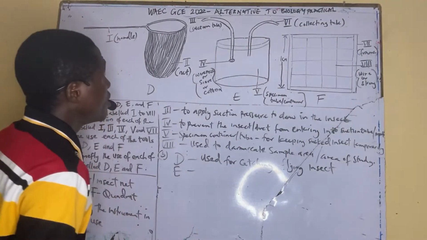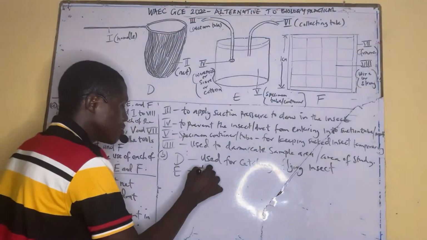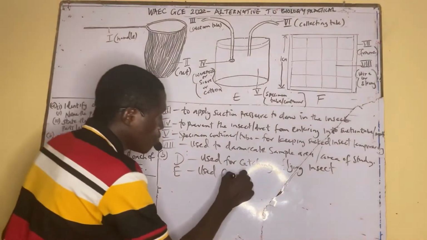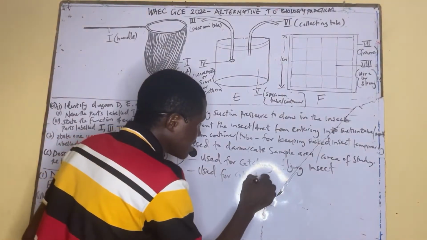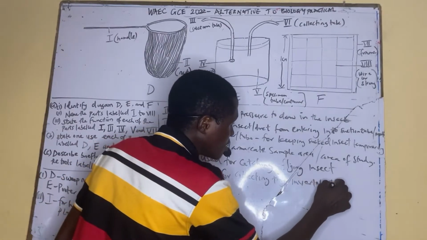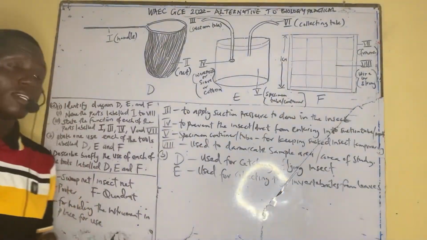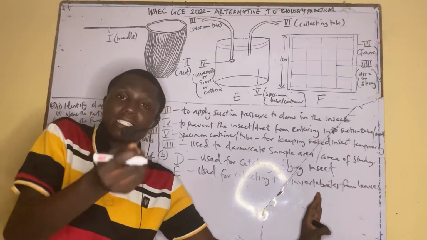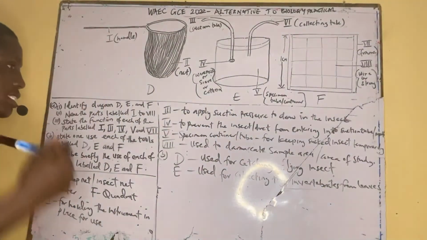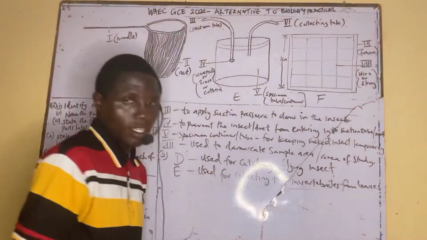Then E, the diagram which is the pooter, is used for collecting tiny invertebrates from leaves or crevices. I told you the other time, invertebrates. So please know that invertebrates can be insects as well, because insects are also part of invertebrates.